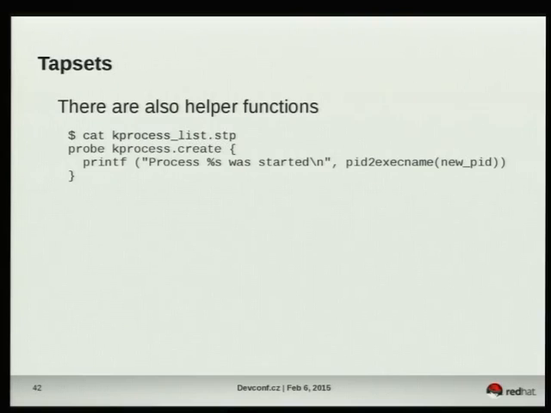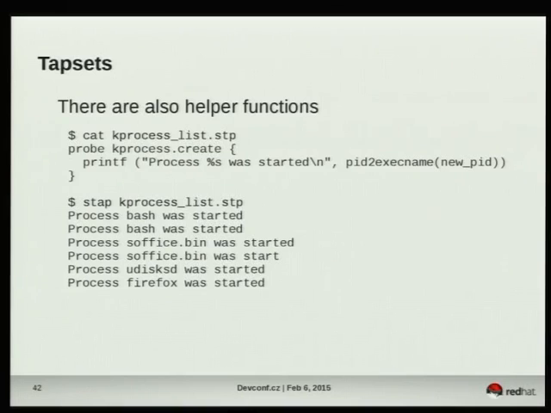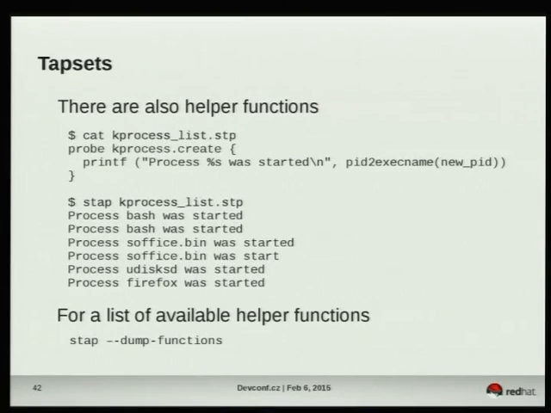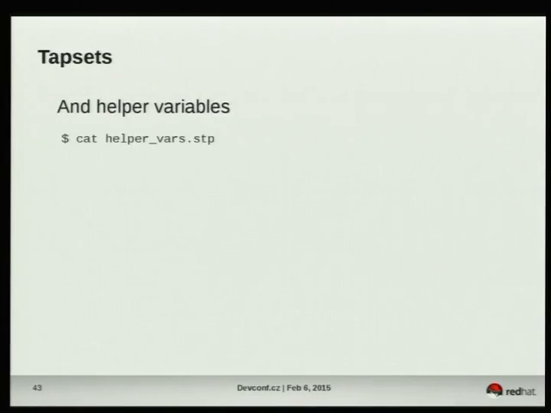So again, using kprocess.create, if you want to know the name of what started, you can use the new PID variable that we provided. It'll actually match it to an executable name. So we run that, and instead of giving you the PID numbers, it's things like Firefox or Bash or OpenOffice. So to get a full list of them, use something like dump functions.